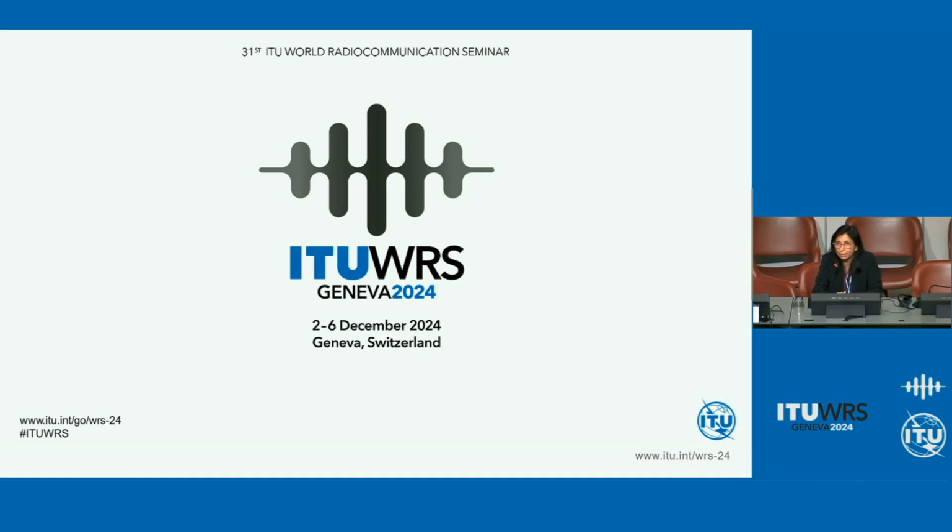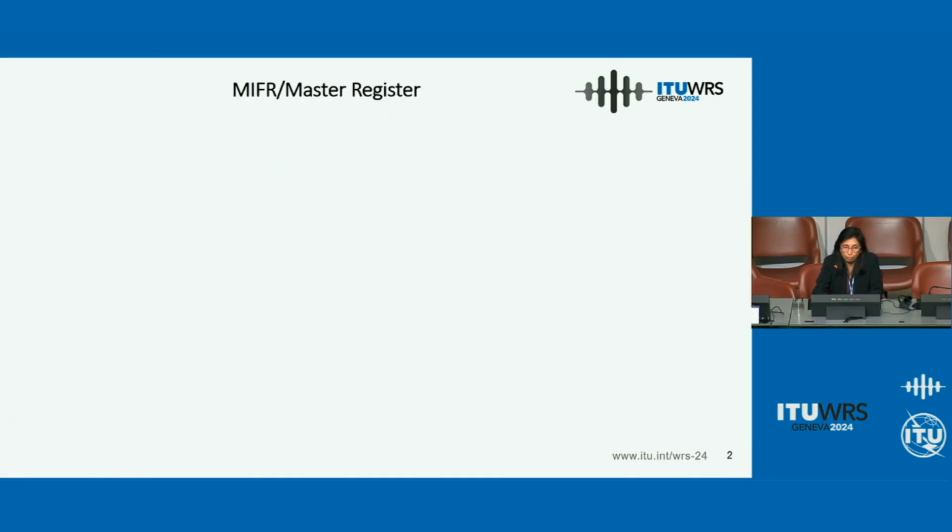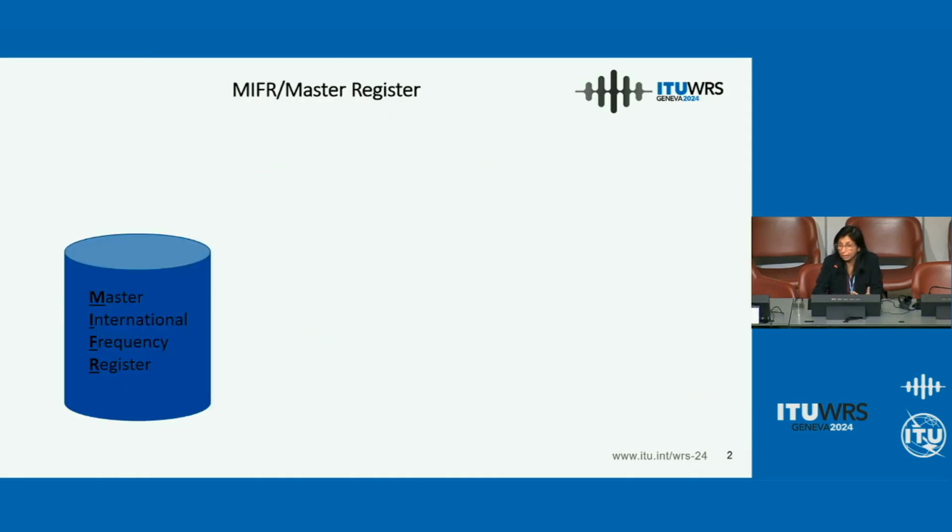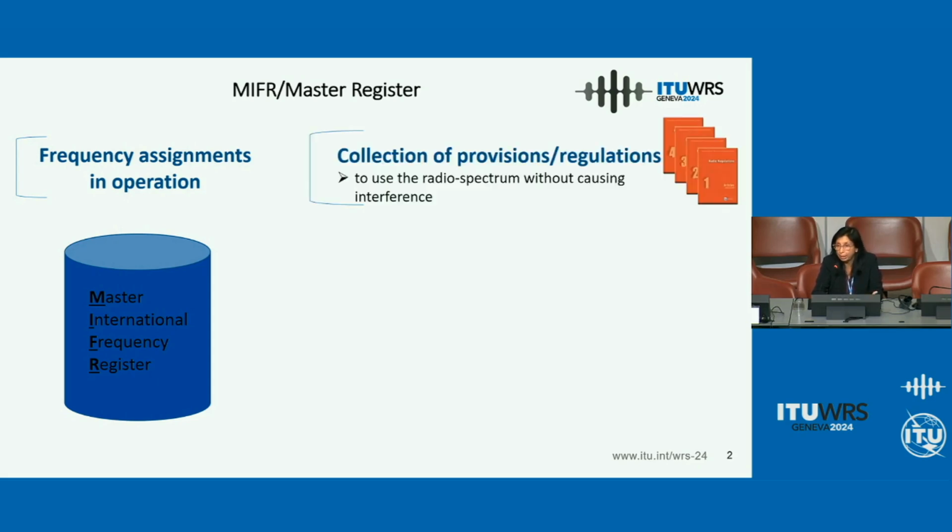We have seen all the technical side of the radio regulations. Here it would be how to notify frequency assignments for their recording in the master register and plans. We have already heard about the master register. It's a database which contains frequency assignments that are in operation, or which should contain all the frequency assignments that are in operation. In order to enter this database, the frequency assignments should comply with the radio regulations.